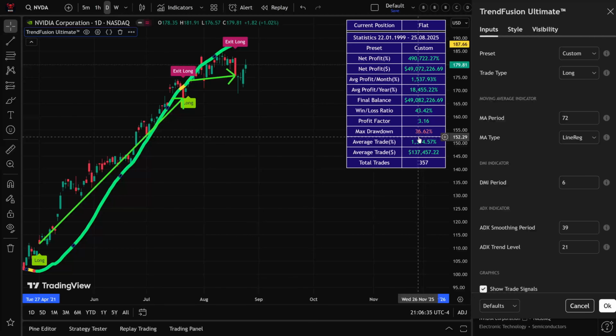Drawdown, we want to make sure that our drawdown is as small as possible, 36%, right? This is an improvement from 43%, which we had before. And profit factor, we have 3.16. This is up from the original 2.1. So we improved not only net profit, we improved max drawdown and profit factor.